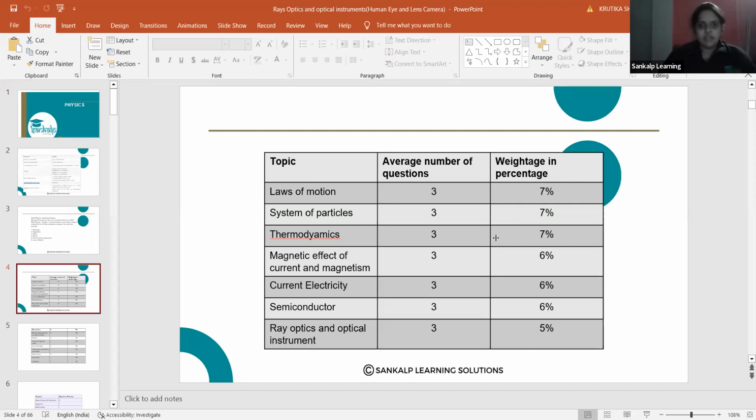Then after that we have magnetic effect due to electric current and magnetism. Here the number of questions will be 3, and the weightage is 6%. Current electricity is again 6%. Semiconductors 6%. Ray optics and optical instruments is 5%.